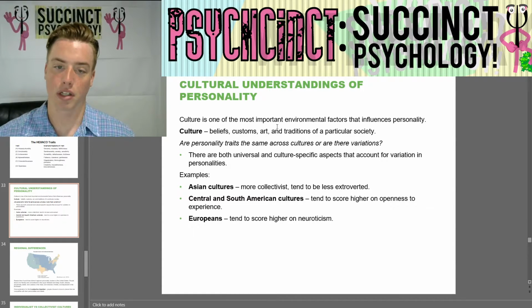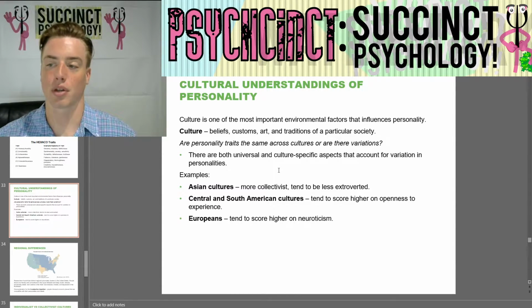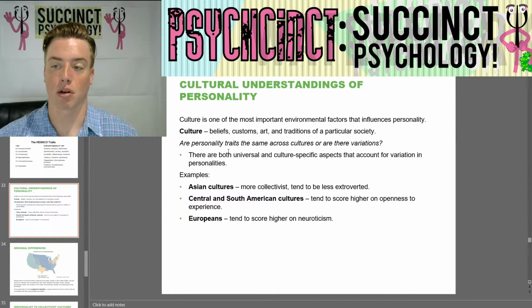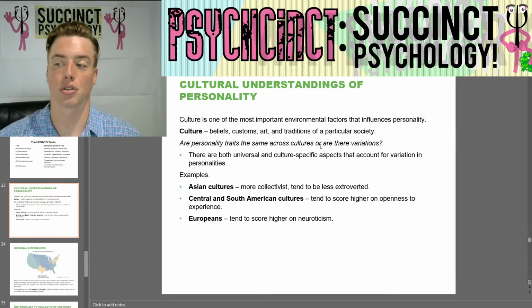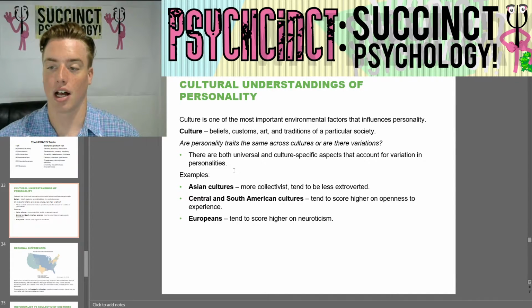Anyways, so cultural understandings of personality. Culture is one of the most important environmental factors that influences personality. Now, culture is the beliefs, customs, art, and traditions of a particular society. So, question: are personality traits the same across cultures or are there variations? And the answer is there are both universal and culture-specific aspects that account for variation in personalities.